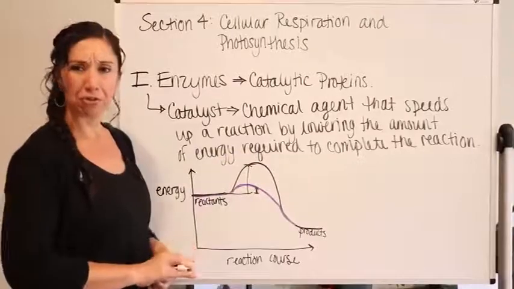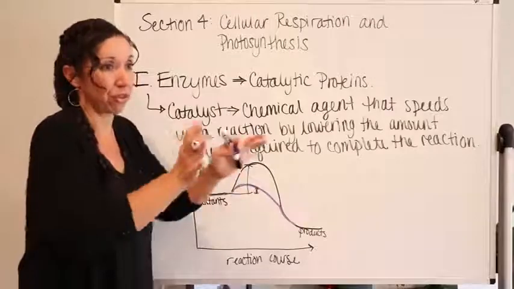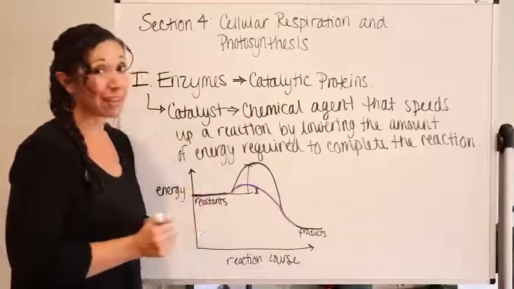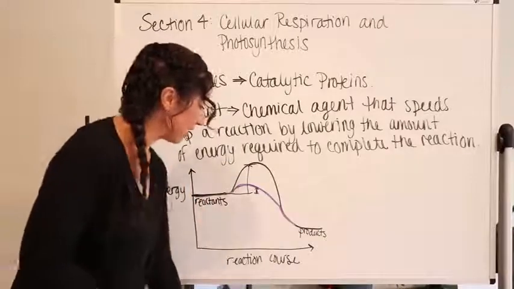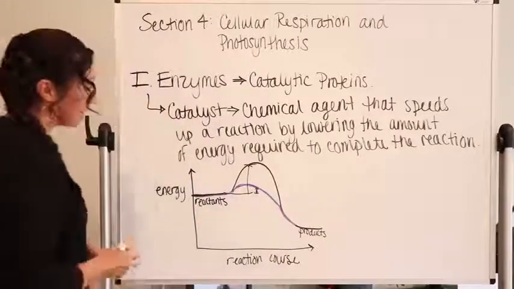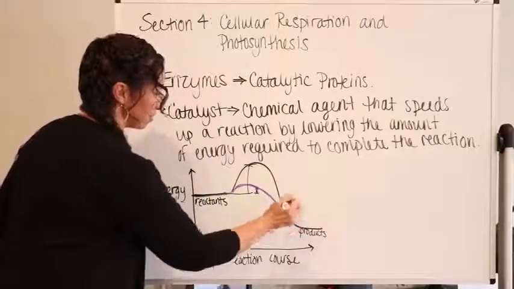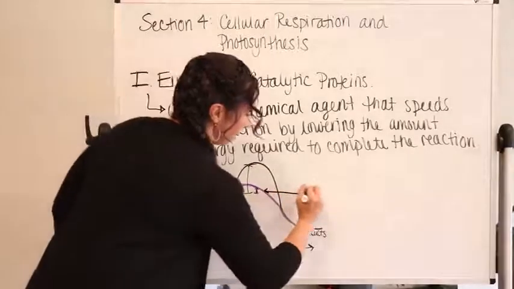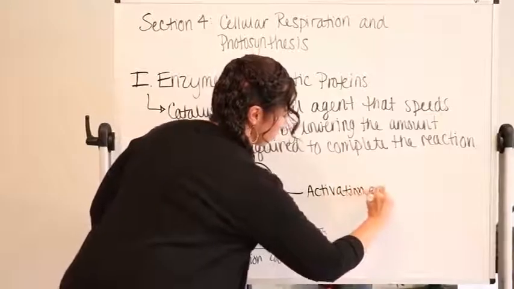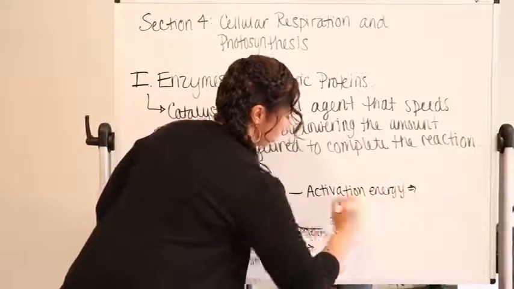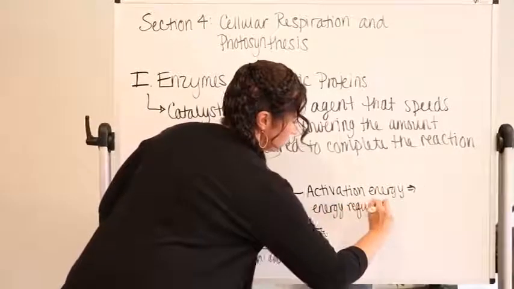It's kind of like trying to push a refrigerator. It's inertia. You have to put an initial oomph into it in order for it to start moving. Sometimes naturally things don't have enough oomph to get things moving, and that's where the enzyme kicks in. So now this energy difference that you see here, the amount of energy it takes to complete a reaction, this is called the activation energy. And this is the amount of energy required to complete the reaction.